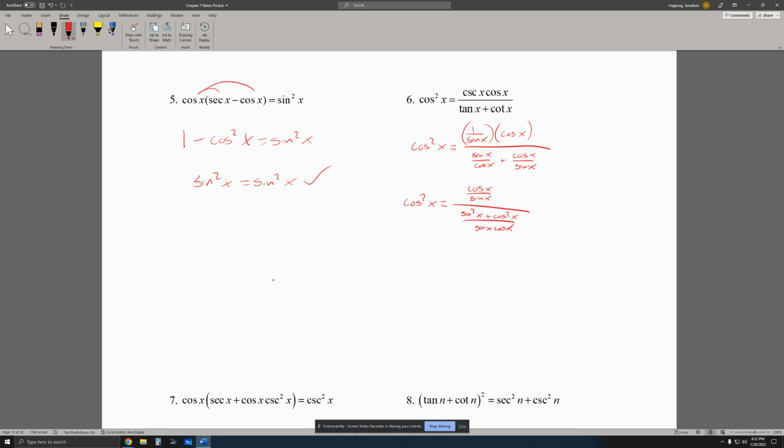Okay, and I noticed the Pythagorean identity, sine squared plus cosine squared. So we have cosine squared x equals cosine over sine, and that's all over 1 over sine x cosine x. All right, dividing by a fraction is the same as multiplying by its reciprocal. So we have cosine x over sine x times sine x cosine x over 1. A factor of sine x cancels out, and we're just left with cosine squared x. And that verifies the identity.